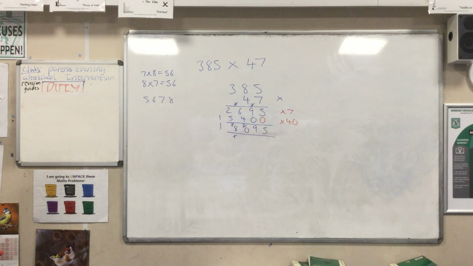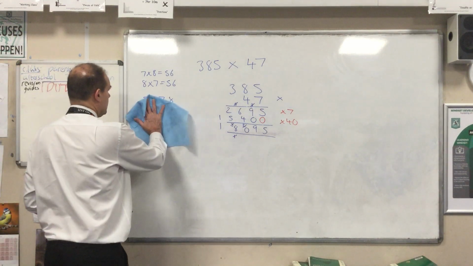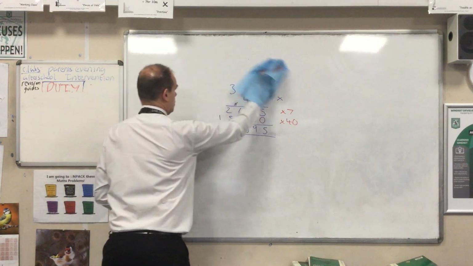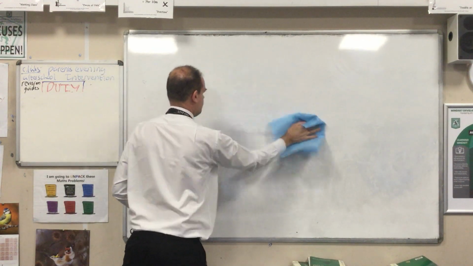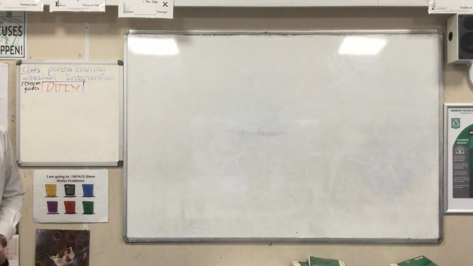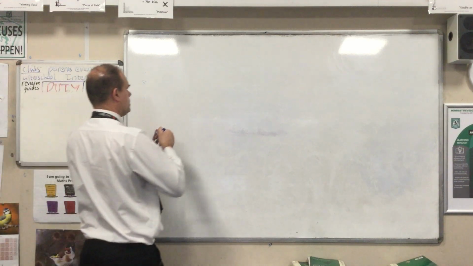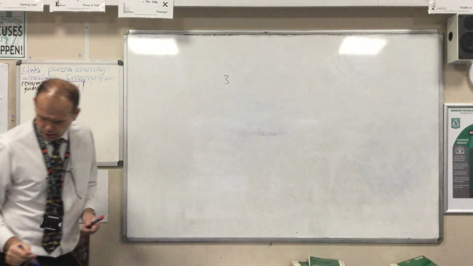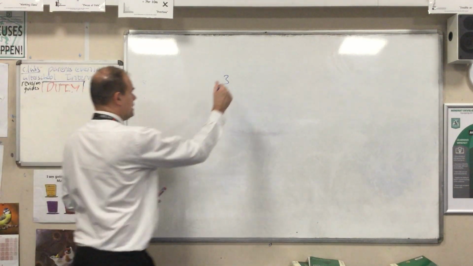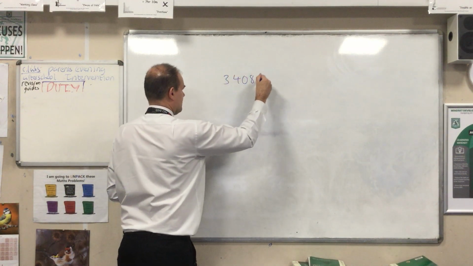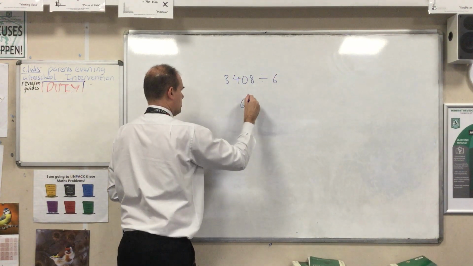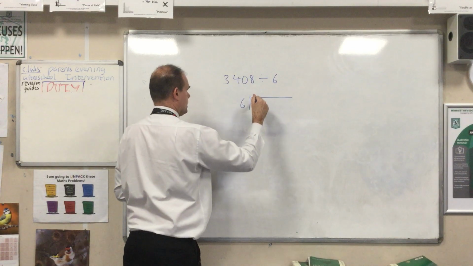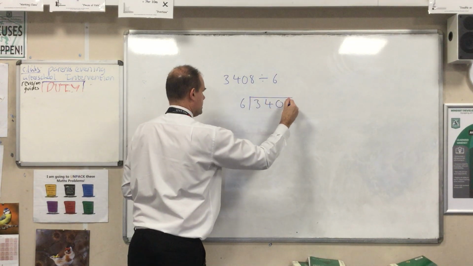Okay, let's now look at the final one. We've done adding, subtracting, we've done multiplying. Let's look at dividing. So let's do a short division first of all. Let's do 3,408 divided by 6. So we tend to use the bus stop method here, 3408.